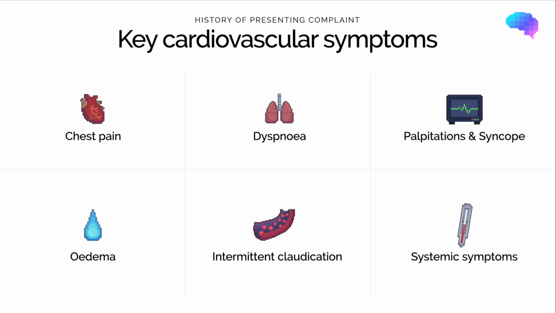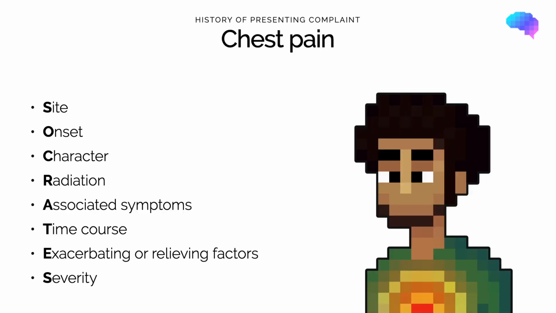The key cardiovascular symptoms which you should try and cover in any cardiovascular history include chest pain, shortness of breath, palpitations and syncope, edema, intermittent claudication, and systemic symptoms such as fever, weight loss, and weight gain. Let's start by discussing chest pain, because it is probably one of the most common symptoms in the context of a cardiovascular OSCE scenario. You can gather more details about chest pain using the acronym SOCRATES.